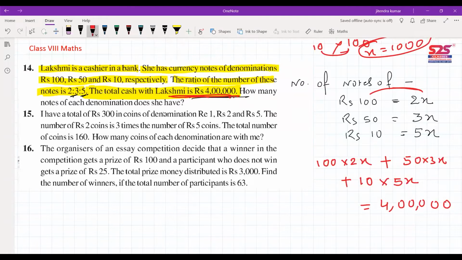Okay. So if x is 1000, then the question is asking how many notes of each. Then tell me the value of 2x, 3x, and 5x. So 2x will be equal to 2000, 3x will be equal to 3000, and 5x will be equal to 5000.